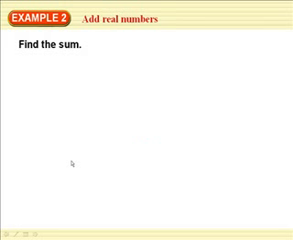Alright, so now let's look at finding the sum. There is a key concept box that I want you guys to write right now.